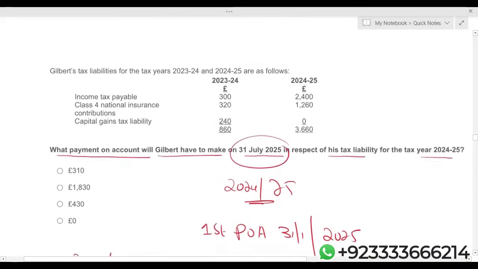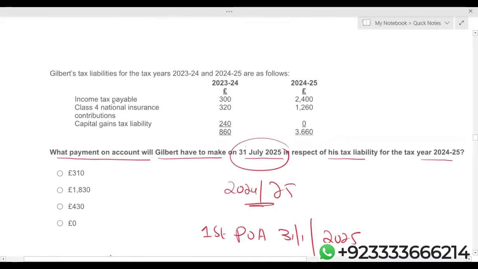Let's see. For 23-24, income tax payable is 300, class 4 NIC is 320. Actually, this is capital gain. It does not come in. Your capital gain tax liability will not be a part of the relevant amount. So if you add 300 and 320, logically your relevant amount is not exceeding 1000.